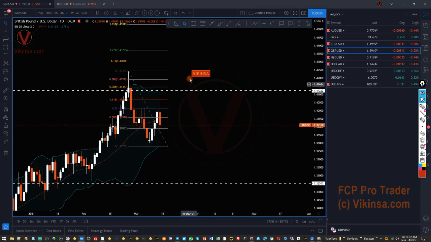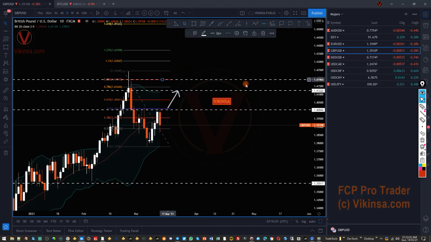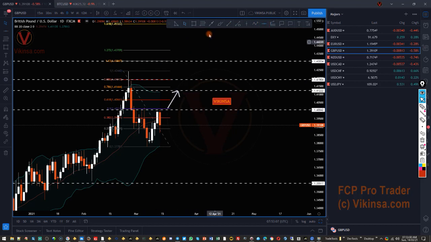So this is what I'm expecting. If the market actually breaks through this level right now, where it is trending, let me just correct the fib. If it breaks through this level, then it is expected to go to near about here, and the next level after that will be somewhere around here, and then that will be the last bit of it. Okay, so that's what I am looking at.